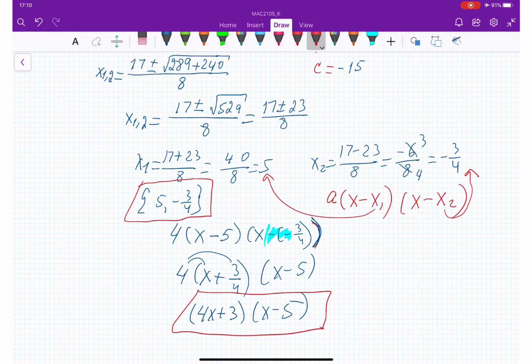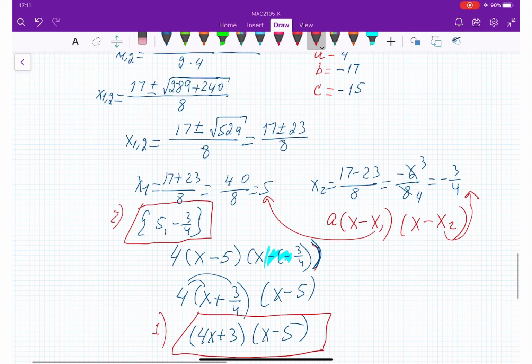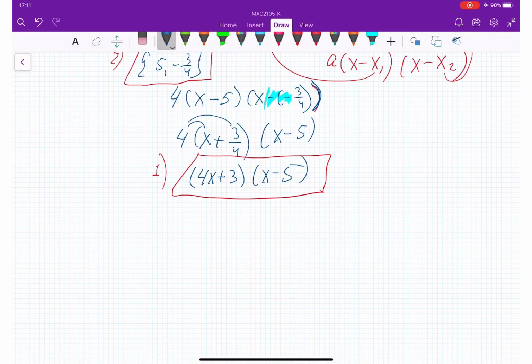Actually, this solution is the second answer of the second question. This is the first answer. Okay, moving to question number 17. Question number 17.